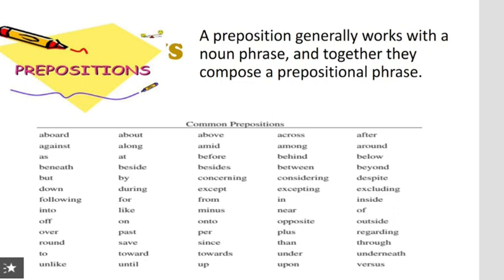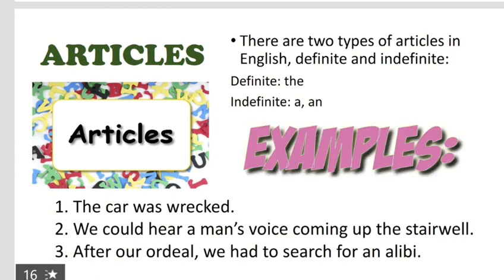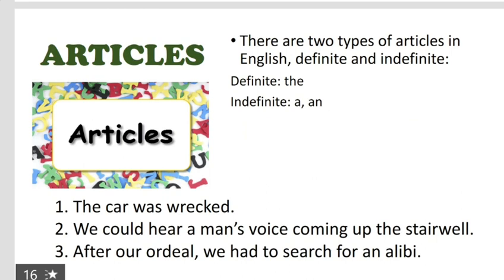And then we have articles. There are two types of articles in English: definite and indefinite. Definite, the. Indefinite, a, an. We have examples. Number 1, the car was wrecked. Number 2, we would hear a man's voice coming up the stairwell. 3, after our ordeal, we had to search for an alibi.